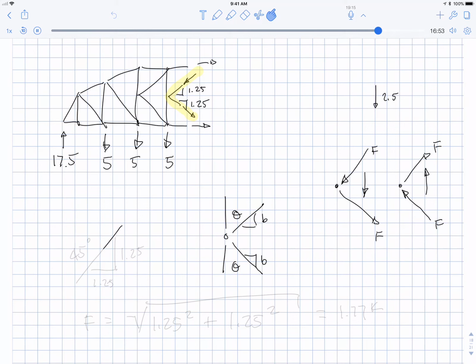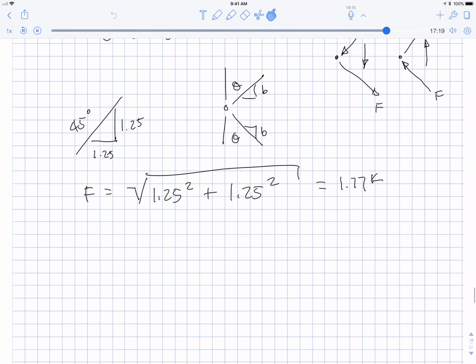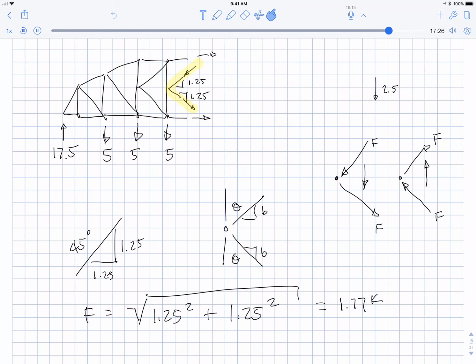And finally, because we know the angle is 45 degrees, that's 1.25, that's 1.25, and by Pythagorean theorem, we get the force is the square root of 1.25 squared plus 1.25 squared, and that comes out to 1.77 kips. So again, the strategy is you make a slice, you get the net vertical force in the two legs, and half of that is in each leg, and then you use the geometry to get the total force.